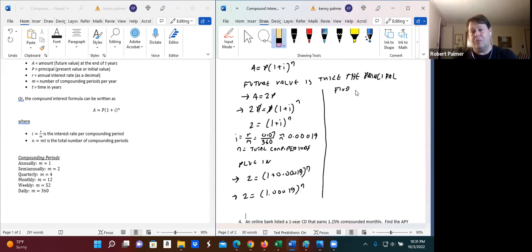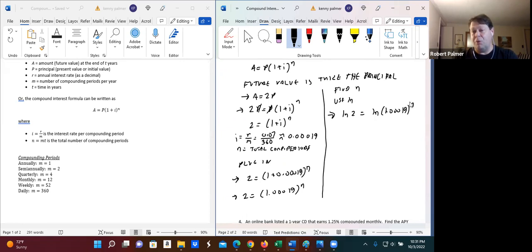Now, once again, we want to find n, small n, and we can use logs. Of course, you can use any log you want. Let's use ln again. Take the natural log of both sides. We have the natural log of 2 is equal to the natural log of 1.00019 to the n. Okay, now, once again, how does that help us?